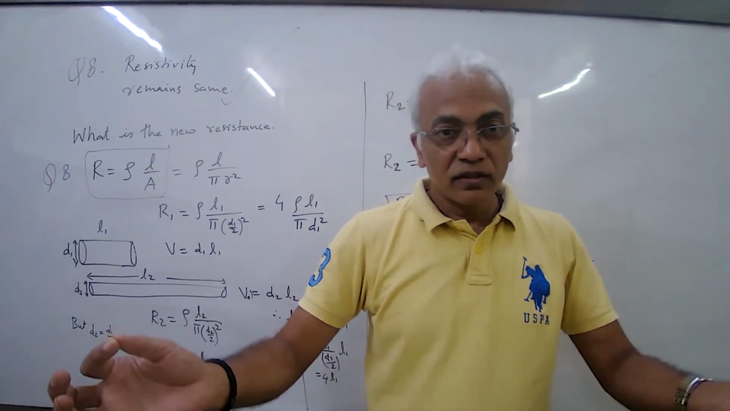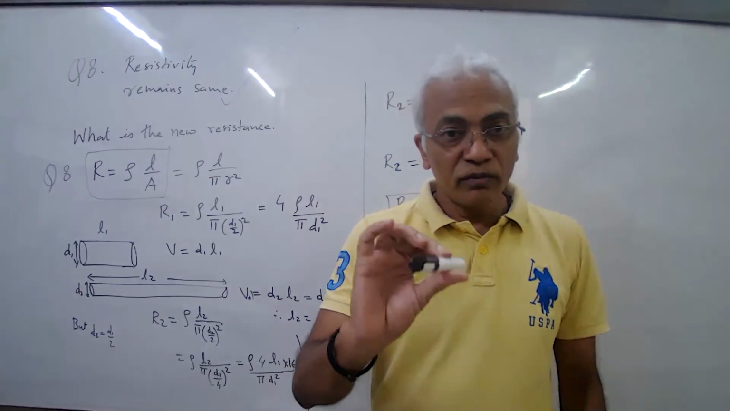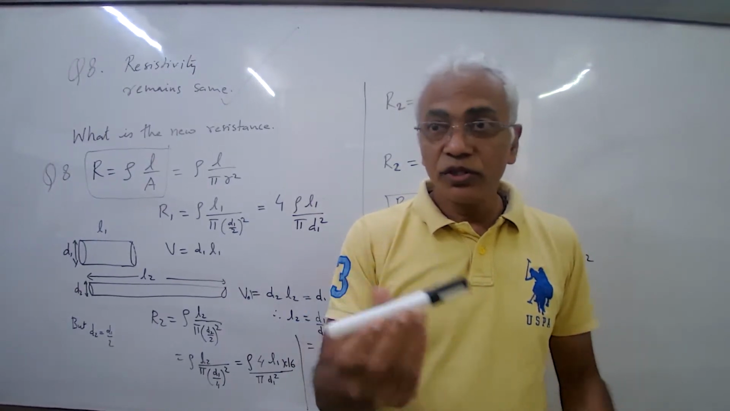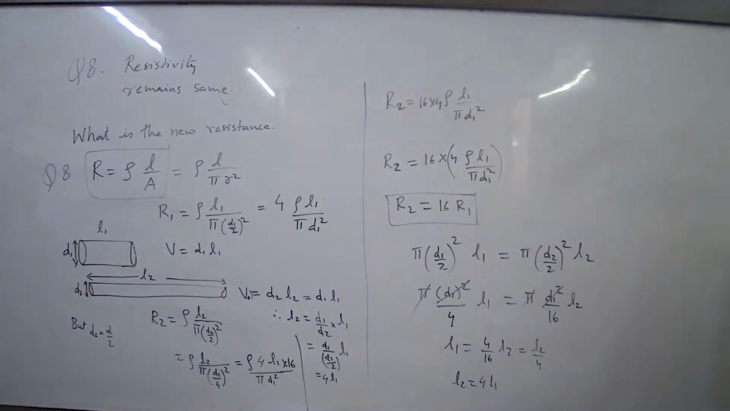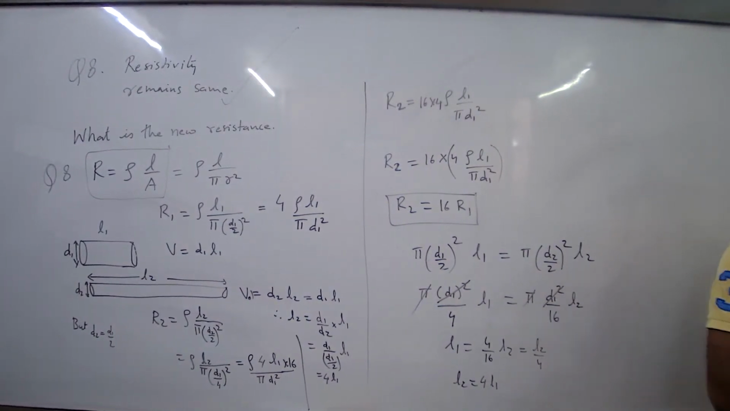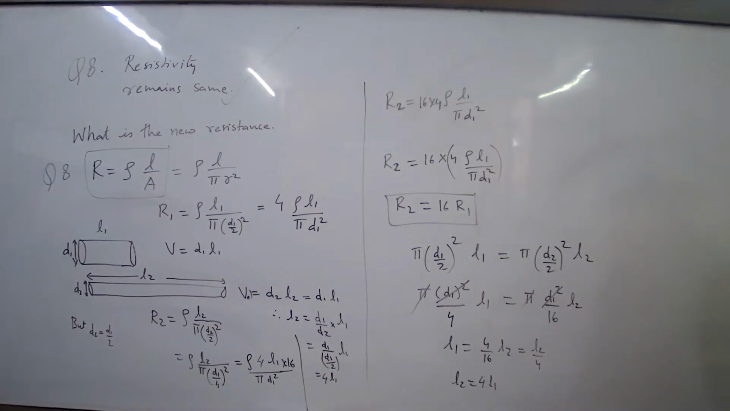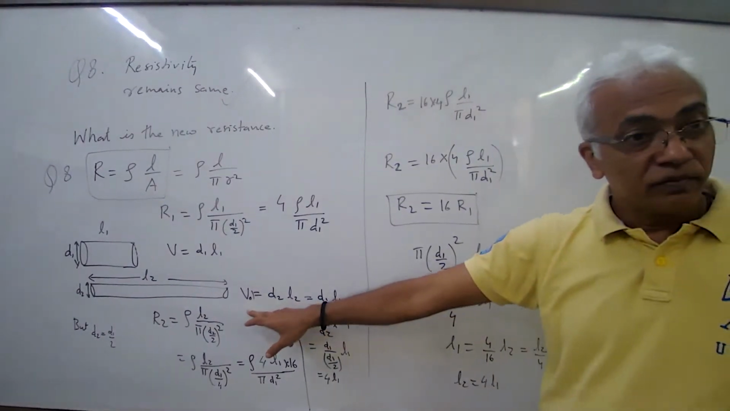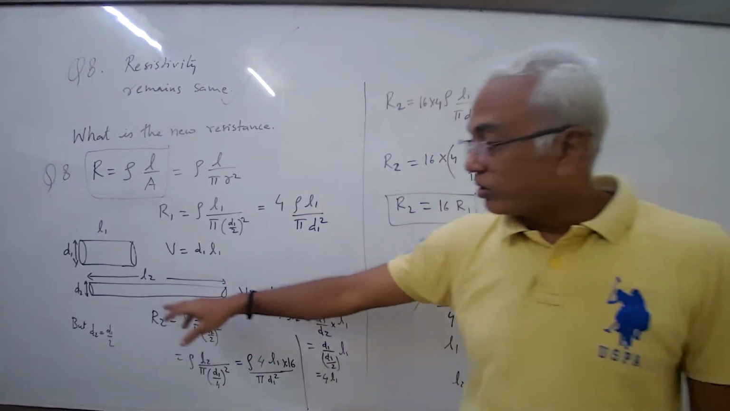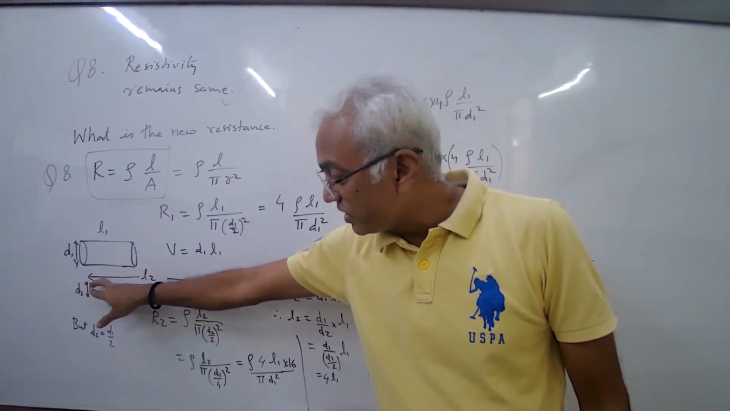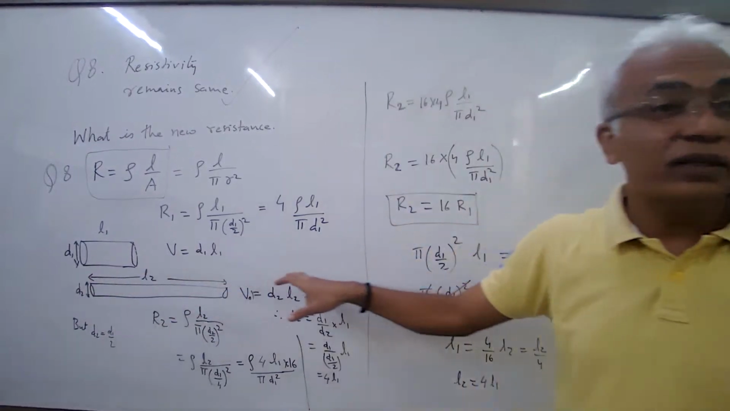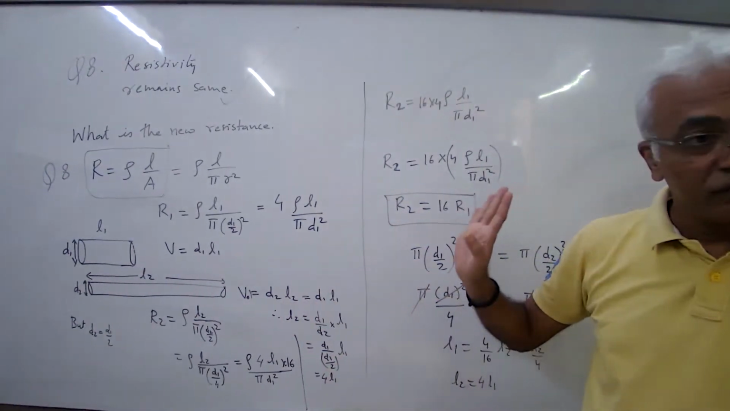Now the same wire is being stretched. Is there any change of volume? There is no change of volume, the matter remains the same. If I stretch this wire it will become thin and the length increases, so it will have a new area of cross section and a new length, but the volume will remain the same, because the area is decreasing in the same proportion in which the length is increasing. So volume remains the same, right?